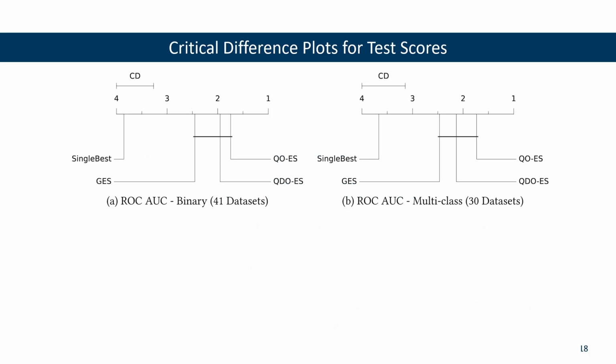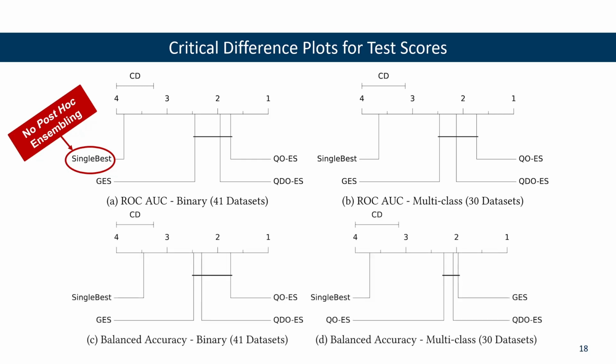Here we show the critical difference plots for test scores. The axis at the top shows you the mean rank, lower is better, and methods connected by a bar are not statistically significantly different. Here, single best refers to the best model seen during validation, or in other words, no post-hoc assembling. Here we observe for ROC AUC that assembling is significantly better than no post-hoc assembling, and that QoAS and QoDoAS outrank greedy ensemble selection, but not statistically significantly.